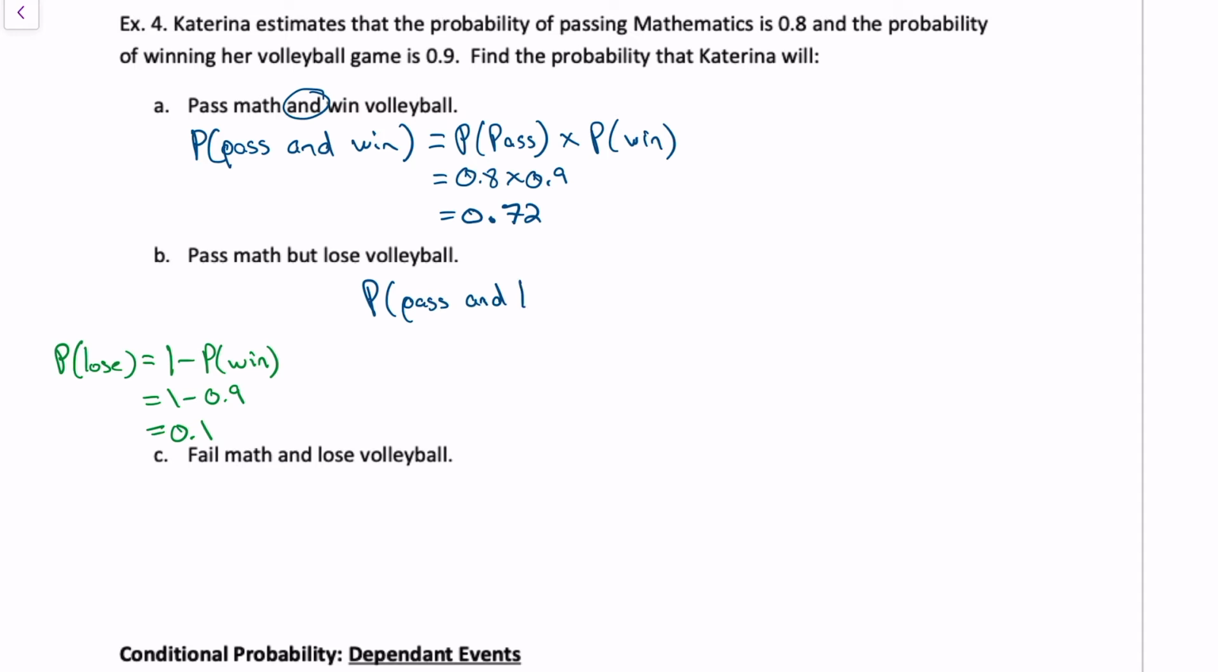So pass and lose. I now have the probability of pass times the probability of losing. And if you need to, you can pause the video to catch up in the writing, but I'll try to make this a bit quicker. So I've got 0.8 times what we figured out on the left there, 0.1. So I get 0.08. So not a great chance that the two things happen combined.